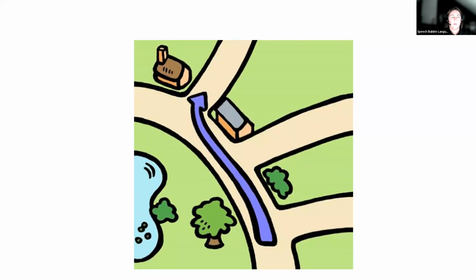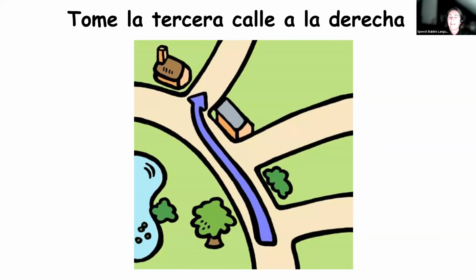Okay, Lawrence. Where are we going on this one? In English, first of all, which street? It's the third on the right. Now, dime en español, por favor. Tome la tercera calle a la derecha. Muy bien. Calle, with a double L, is pronounced like a ye. Well done. Both of you done really well on those directions.